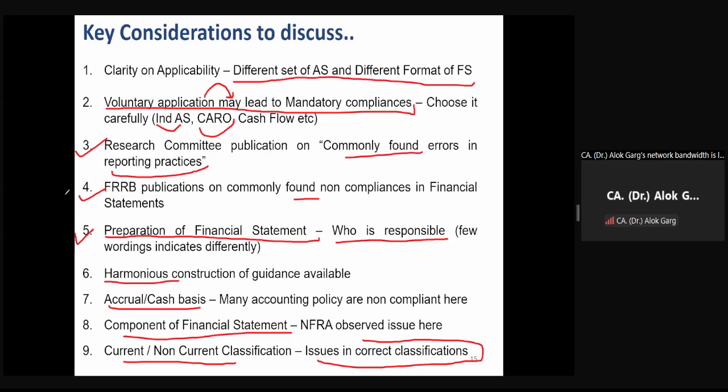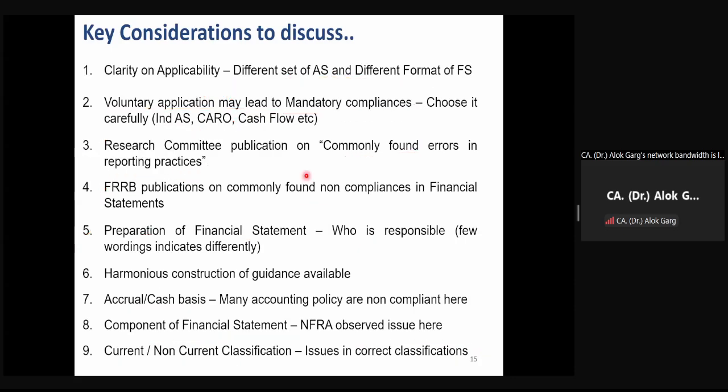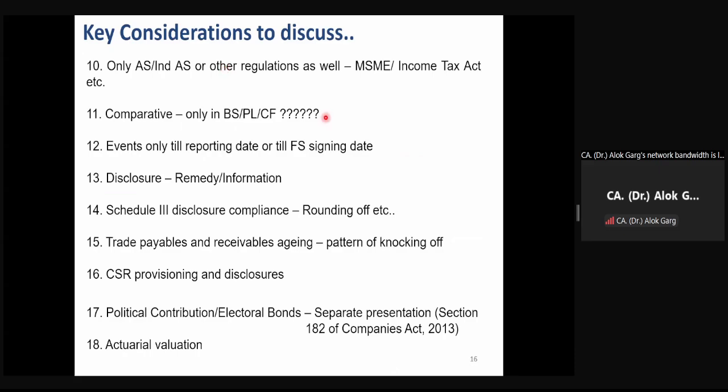Moving to the next part, here we are discussing the key considerations, right? And this is not the exhaustive list, this is the indicative list as per me, right? Not as per some guidance or other. Only AS or Ind AS or other regulations. When you are auditing, will you need knowledge of only the AS or Ind AS? Answer is no. You have to check the compliances of various other laws, for example, MSME.